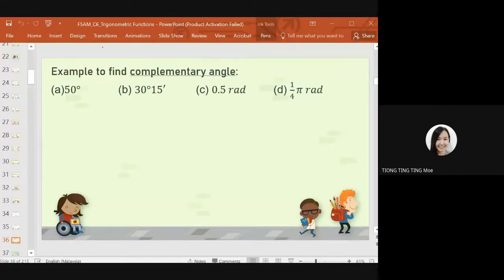So we have to do this. Let's say this is the angle. Then the complementary angle, we always use the symbol prime. Prime means complementary, the other side. So the prime is 90 degrees minus 50 degrees, so it's equal to 40 degrees. That's easy. Okay. A. 10 plus 40, the total is 90.